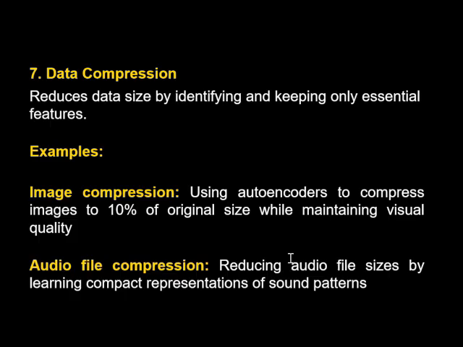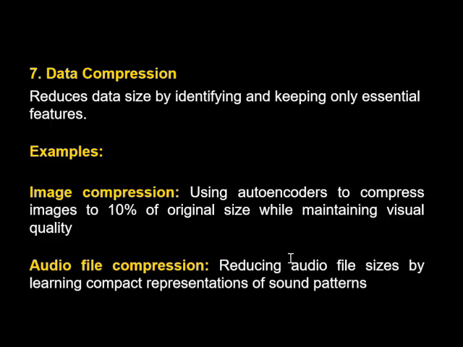Example, image compression, using autoencoders to compress images to 10% of original size while maintaining a visual quality. Audio file compression, reducing audio file sizes by learning compact representations of sound patterns. Data compression reduces storage and computational costs by learning compact representations of data.